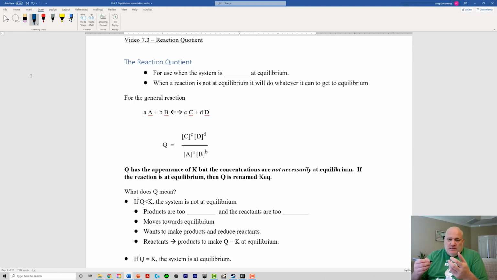So, what is the reaction quotient? So when do we use the reaction quotient? Well, we use it for when the system is not at equilibrium.